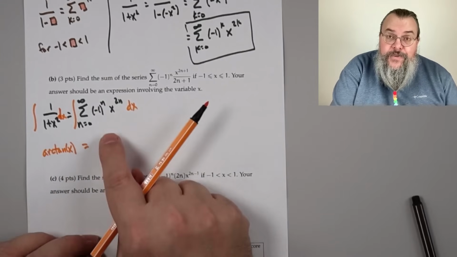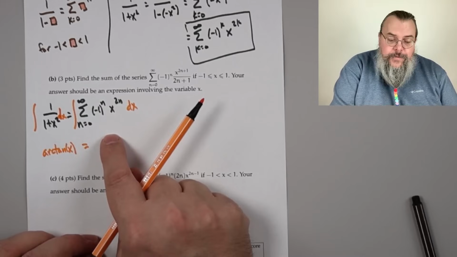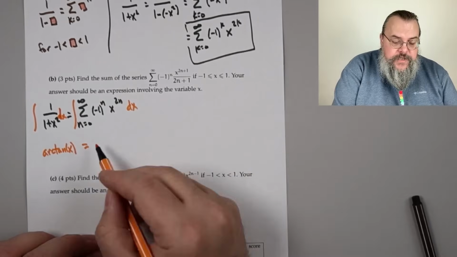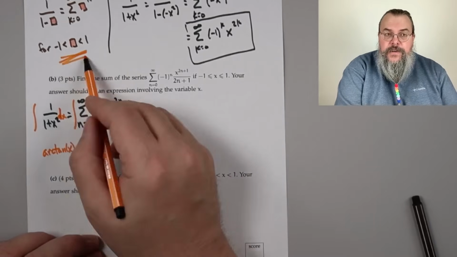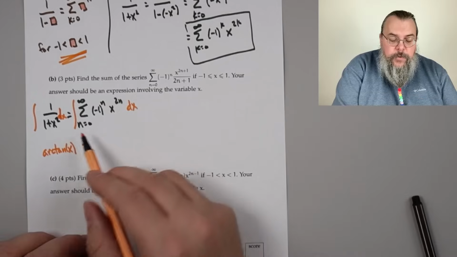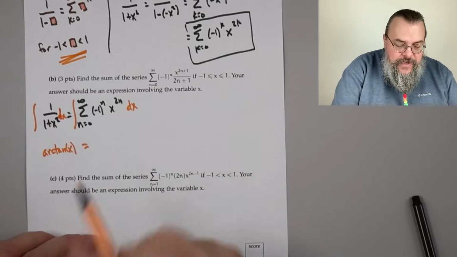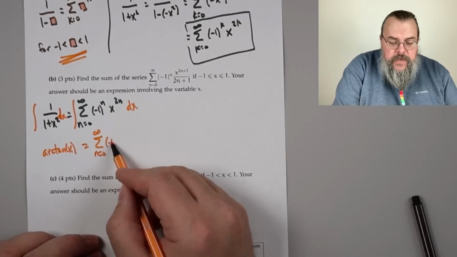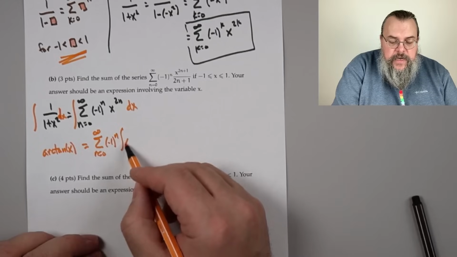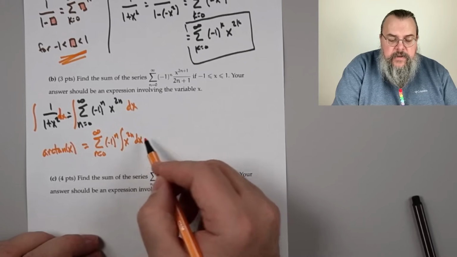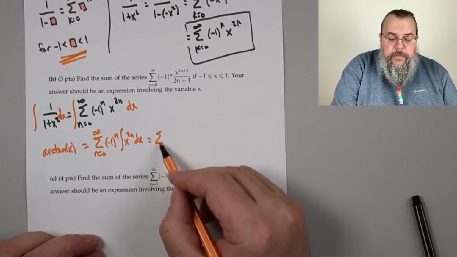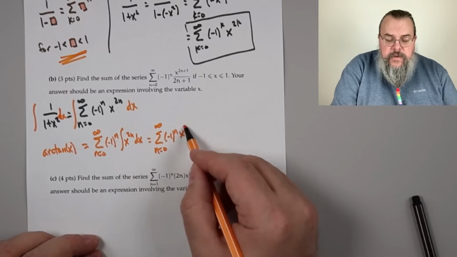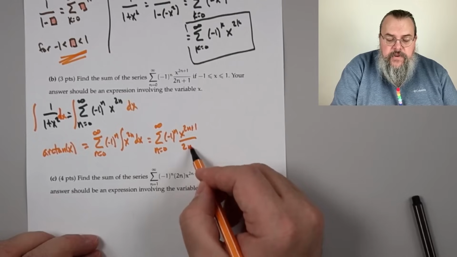Now, when we do series, we can do it term by term where it's absolutely convergent, in other words, from -1 to 1. So we push the integral through to get the sum, n equals 0 to infinity, -1 to the n, integral x to 2n dx, which becomes the sum n equals 0 to infinity, -1 to the n, x to 2n plus 1 over 2n plus 1.